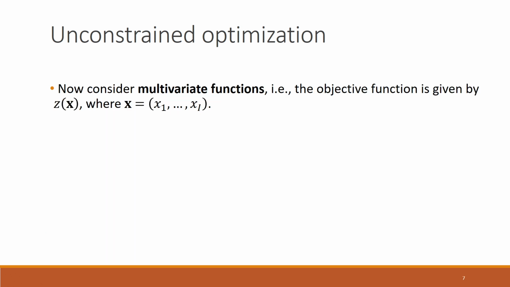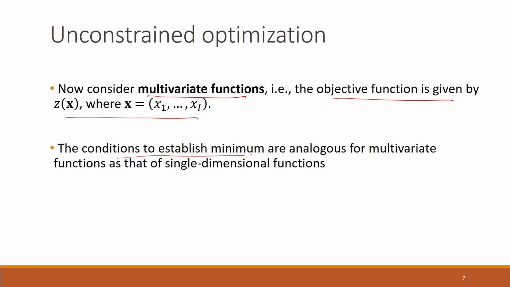Okay, so until now we were talking about unconstrained optimization, that is, we do not have constraints, but there was a single variable. So this function z was only varying with x, and therefore we could plot these two dimensional diagrams where we had z(x) on the y axis and x on the x axis. Now we will be considering multivariate functions, that is, the objective function is given by z(x) where x, this bold vector, consists of x1 till xi. Now the conditions to establish minimum are analogous for multivariate functions as those of single dimensional functions.